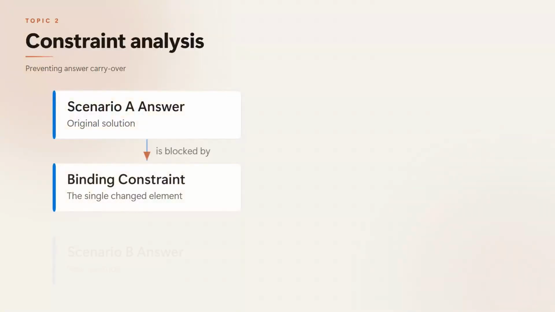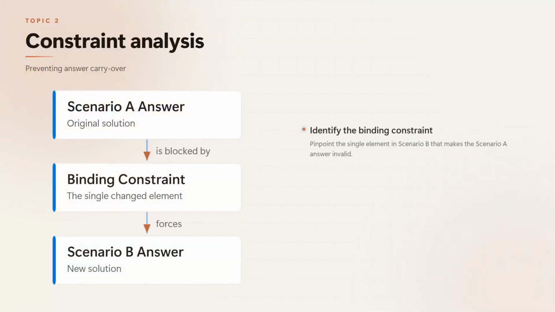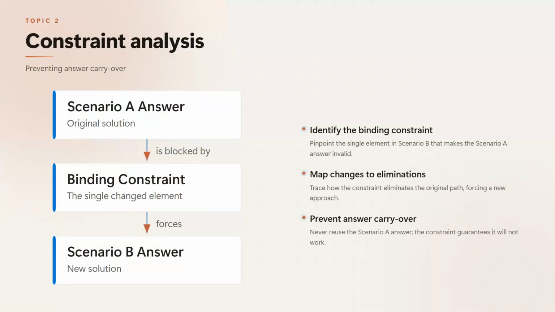Constraint analysis is the practice of identifying the binding constraint in a scenario and mapping every change to what it eliminates. It is not a checklist of features. It is a reasoning tool that stops you from carrying a solution from one problem into another where it does not apply. The distinction people get wrong is treating it as a comparison of surface details rather than a shift in what the system must guarantee.